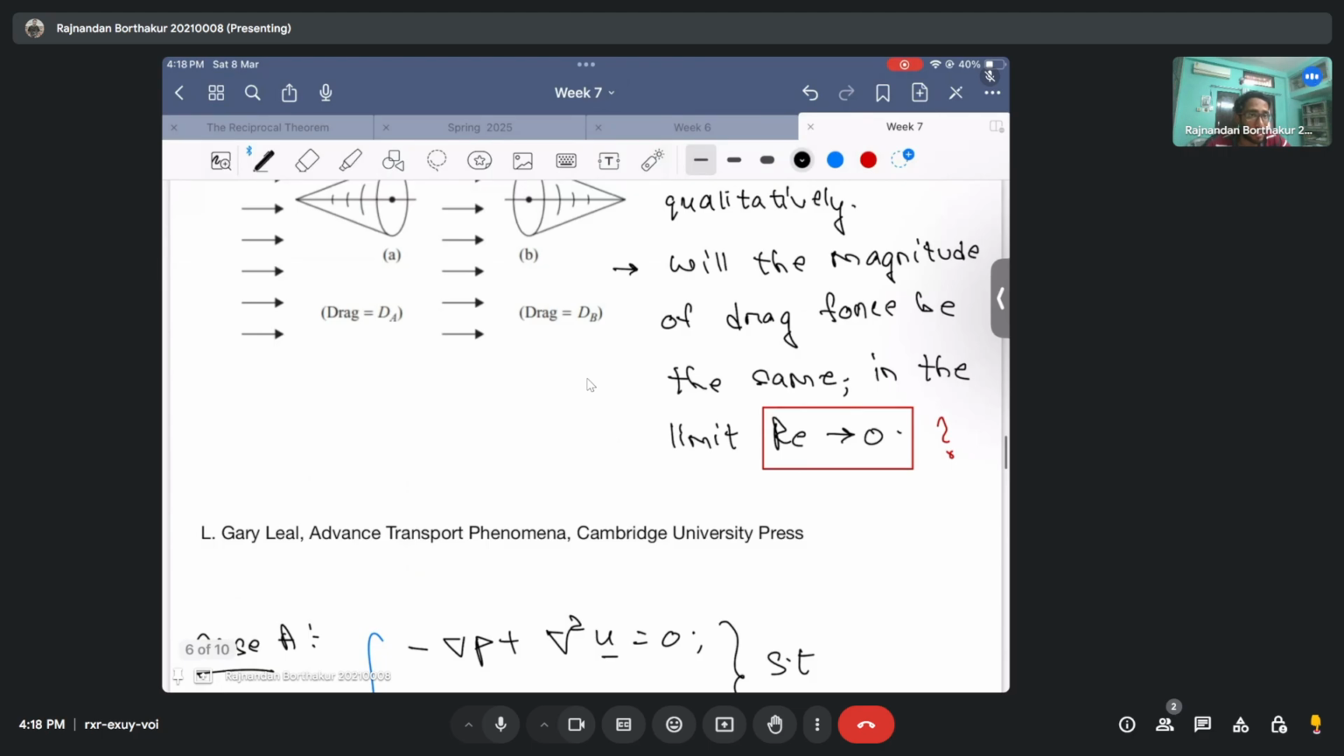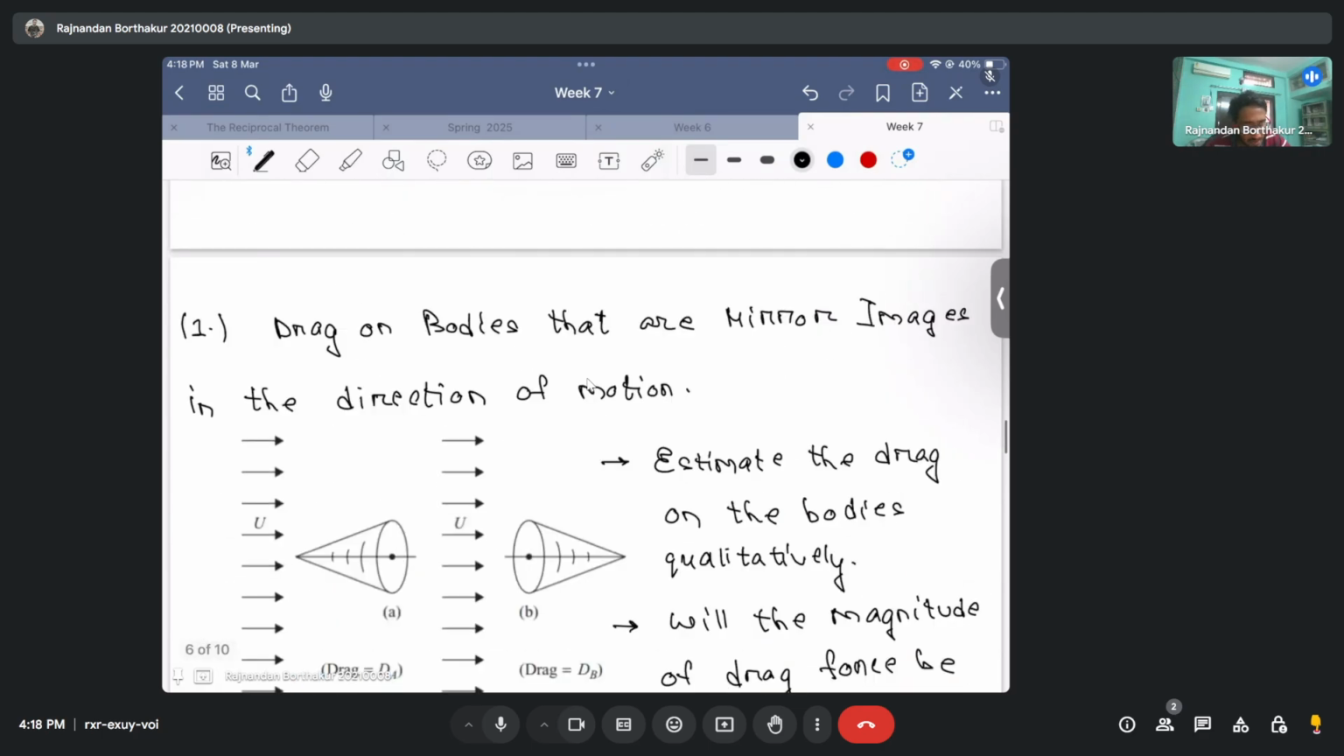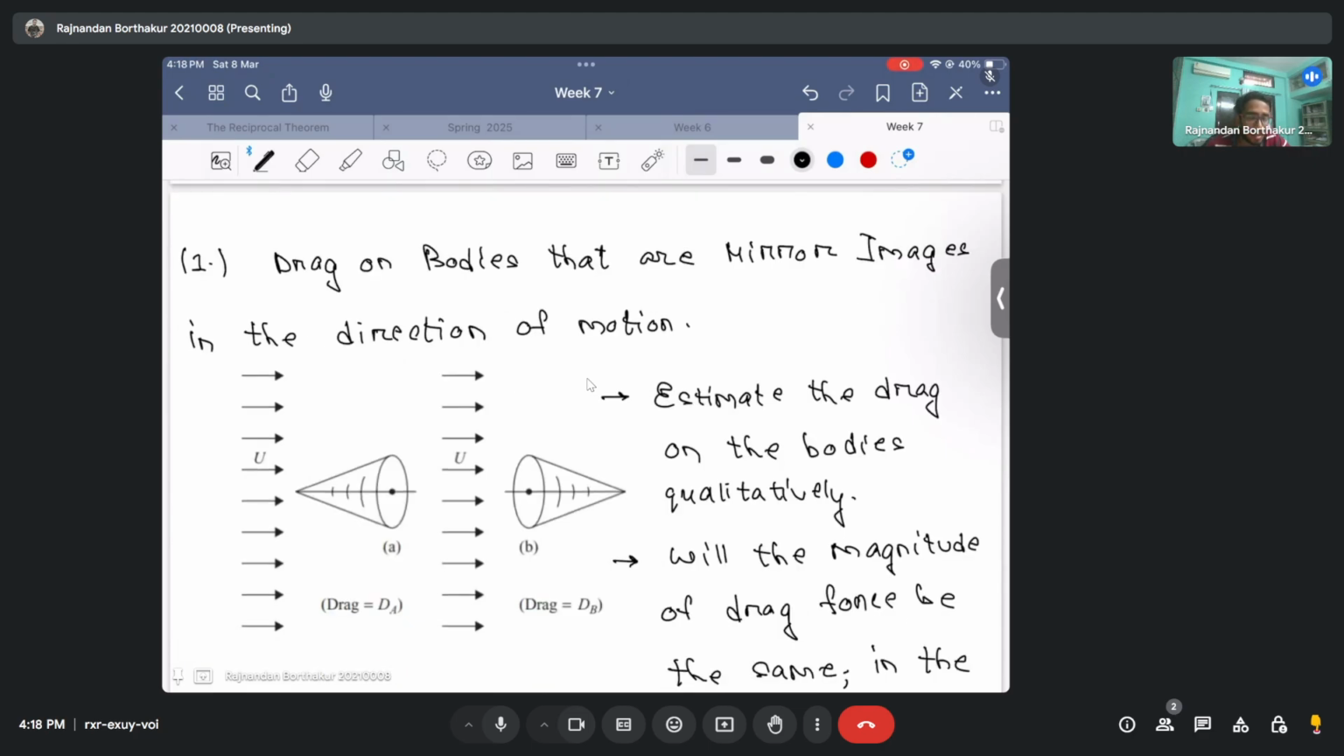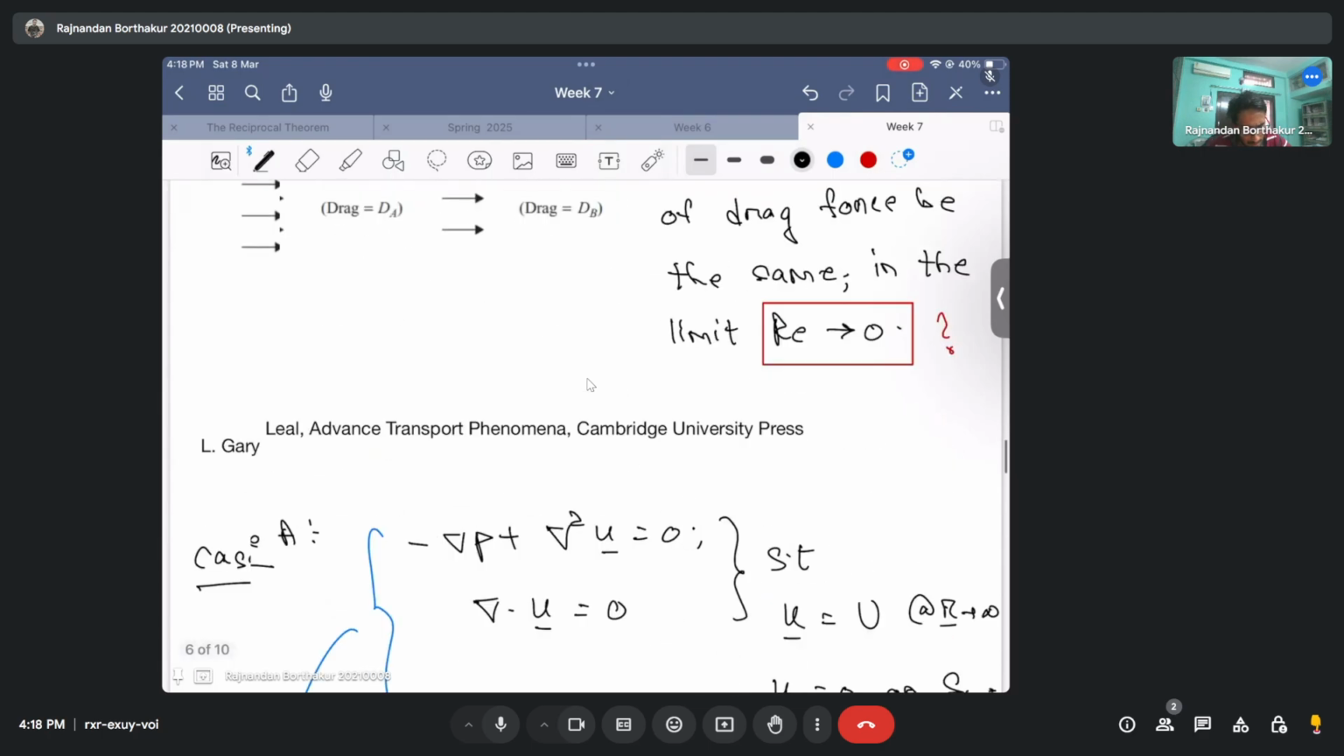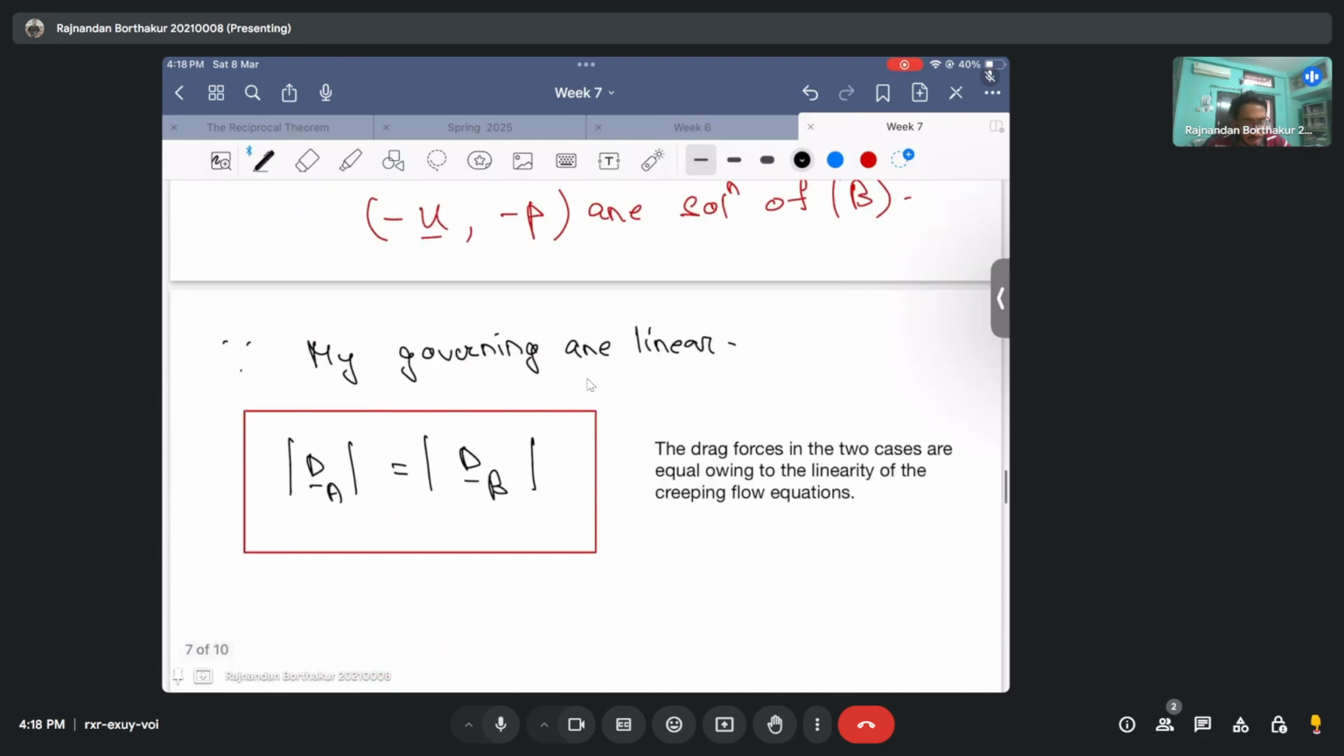The governing equations which govern the flow of the fluid in the creeping flow limit are linear. One such example is the drag on objects that are mirror images in the direction of motion. Sometimes this is also known as fore-aft symmetric. If the problem is fore-aft symmetric, all these forces, like the drag forces, or in this case there is no lift, but we'll have a drag force here, are exactly the same.